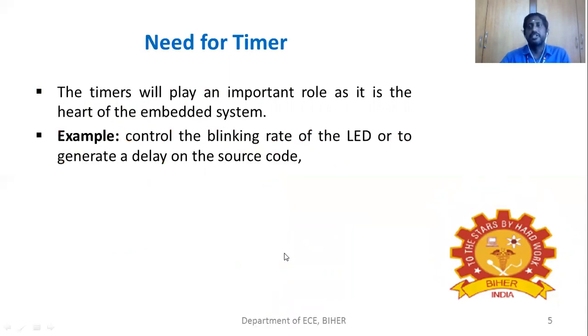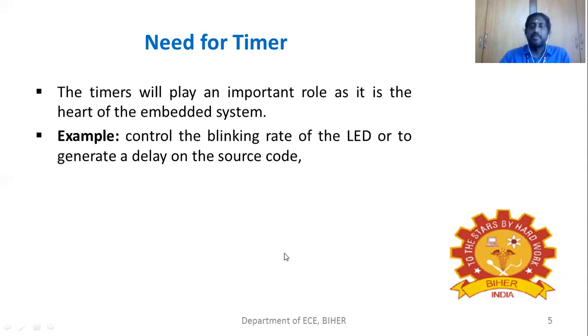Why are we using timers? What is the need for a timer? Timers play an important role as they are the heart of the embedded system, because a real-time embedded system handles real environment issues which require time delays and other time related functions. So we need to use timers, and it is the heart of the embedded system.